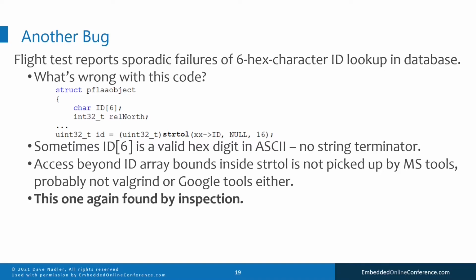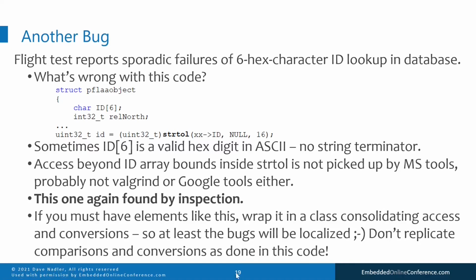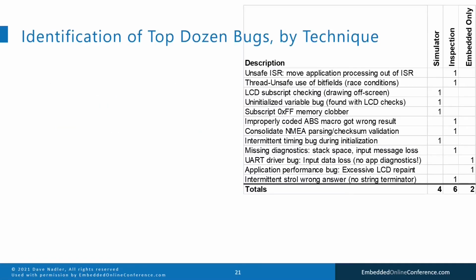Changing the code to just always store the converted value rather than the character array shortened the code and fixed the bug. If you must have elements like this, where you need to embed an ID and carry it around, wrap it in a class and consolidate all access and conversions. This code had numerous places where it was doing string comparisons, mem copies, and so forth, and all with hard-coded lengths. And that's really asking for trouble.